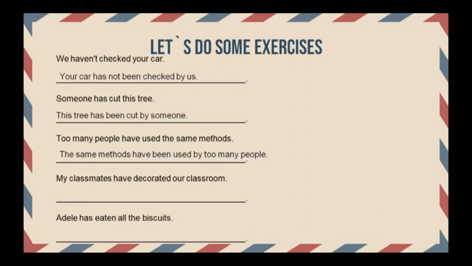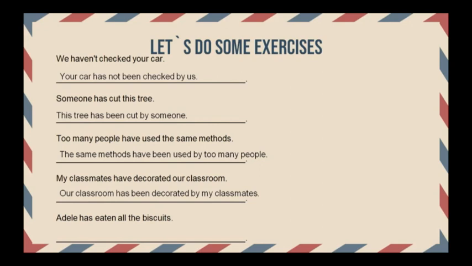Great. Next one. My classmates have decorated our classroom. Okay, my classmates is a subject, have decorated is a verb in the present perfect, and our classroom is an object. So our classroom will be a subject in a passive sentence. Then, our classroom has been decorated by my classmates. Okay, our classroom has been decorated by my classmates.